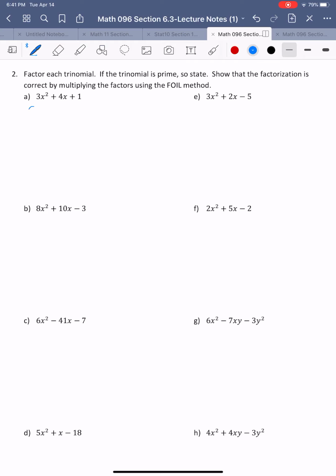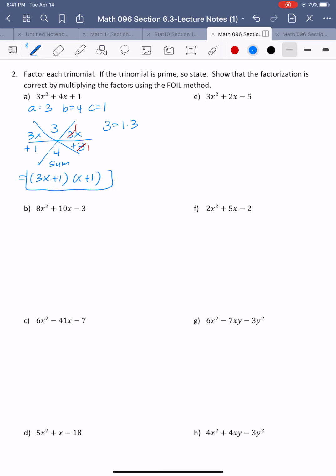Same thing. A is 3, B is 4, and C is 1. So X factor: A times C is 3, and the sum is 4. You can figure it out right away. In order to find the sum from 3, 1 times 3, the only factor 3 has is 3 and 3, so it's positive, right? But 3 and 3 is reducible, so it's going to be 1 and 1. So you'll get 3x plus 1 times x plus 1.